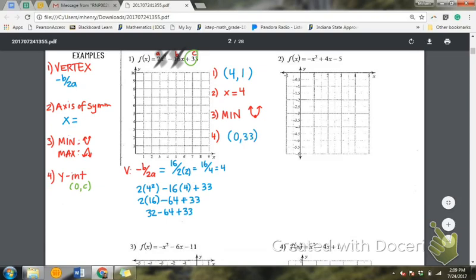Now, are you actually going to be able to graph 0, comma 33 on this graph? No. So if you can't graph it on your graph, that's okay. If you can, go ahead and do it.